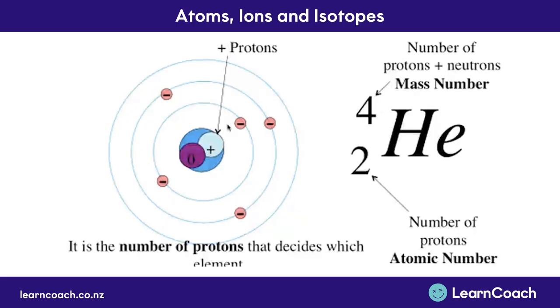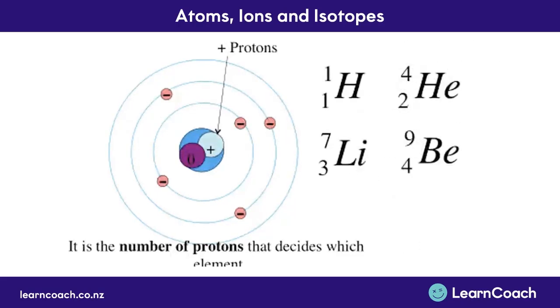Now remember, it is the number of protons that decides which element it is. For example here, hydrogen has 1 proton. Helium has 2 protons. Beryllium has 4 protons. And lithium has 3 protons. The different number of protons mean it's a different element.